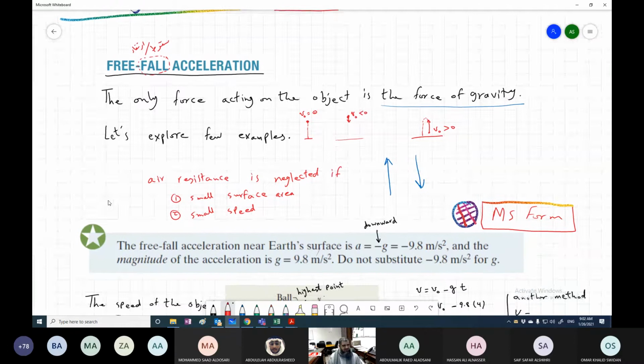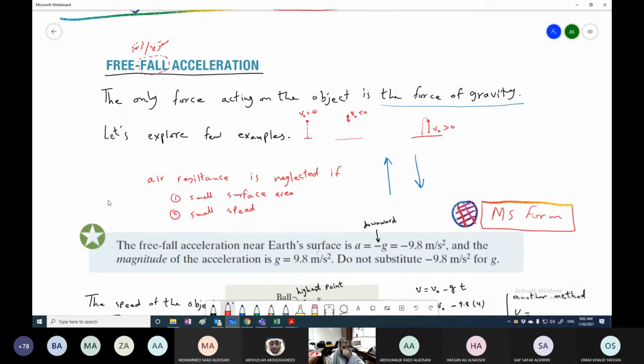Also, we talked about air resistance. One of you asked about the air resistance. And we said air resistance is neglected if you have a small surface area, so the object is not with a big surface area. Number 2, when the object is moving with a small speed.